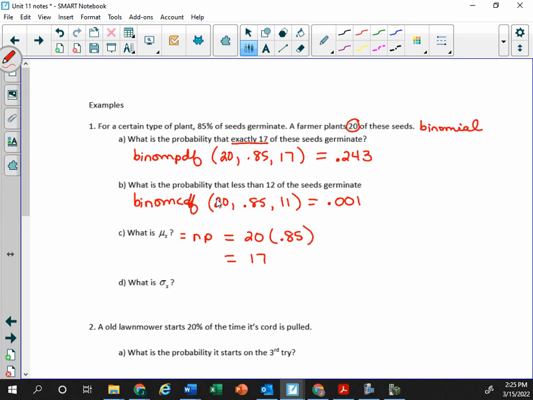All right, guys, sigma, we had a formula for that. What was it? Square root of what? N times P times 1 minus P. Good. So that'd be the square root of 20 times 0.85 times 0.15. What do we get? 1.62. All right, so I'm going to call that 1.6. That's just the spread of your distribution here.